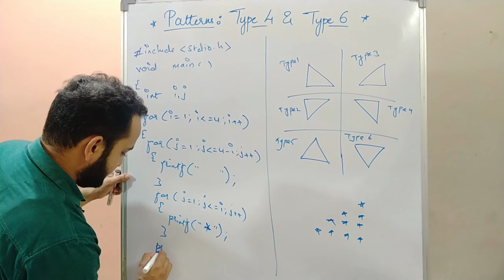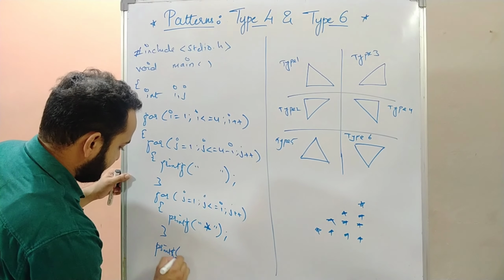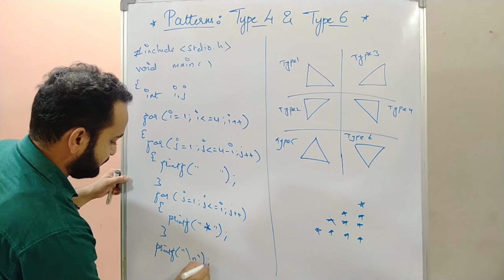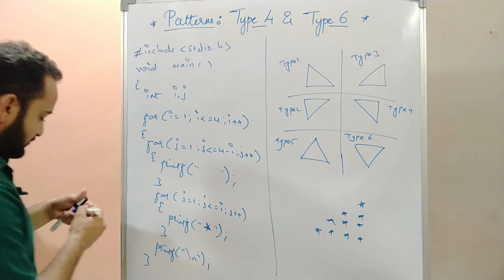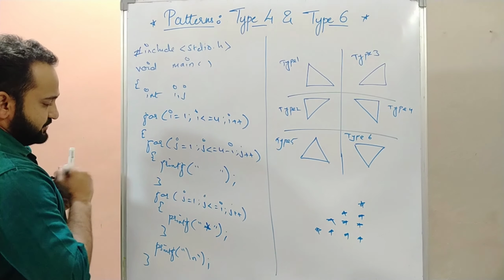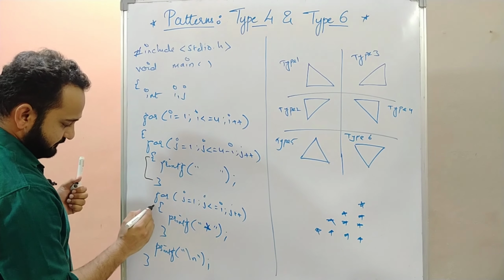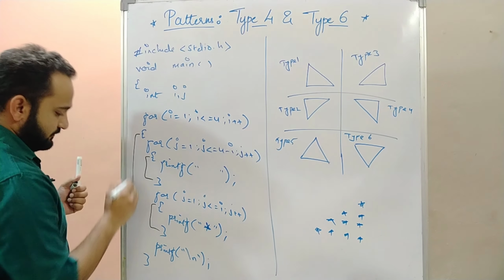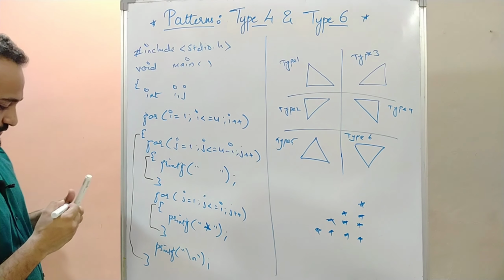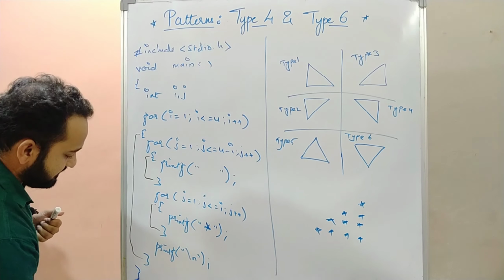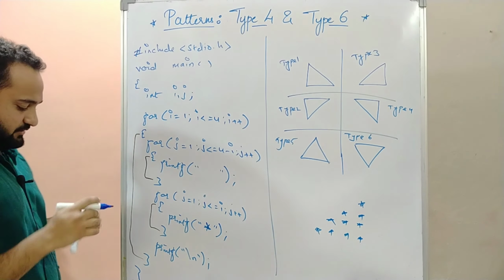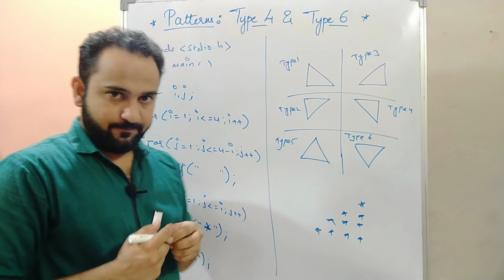Bracket close. After this you need to leave one line, so use slash n, and my outer for loop closes. So this is my inner for loop, this is my other inner for loop, and this is my outer for loop, and after it I need to close my main method. Nothing else is used, so I'm putting a semicolon here. Fine, that was the code.